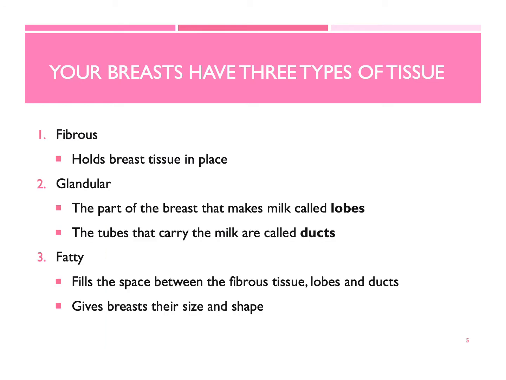As I mentioned in the previous slide, there are 3 types of breast tissue. The first is fibrous tissue, which can also be referred to as supportive or connective tissue, and it's the same tissue that ligaments and scar tissue are made of. And second, we have glandular tissue, which is the part of the breast that makes milk, and it contains the lobes and the ducts. Lastly, we have fatty tissue that fills the spaces between the fibrous and glandular tissue. It essentially gives breasts their size and shape. So again, breast density is the amount of fibrous and glandular tissue compared with the amount of fatty tissue.